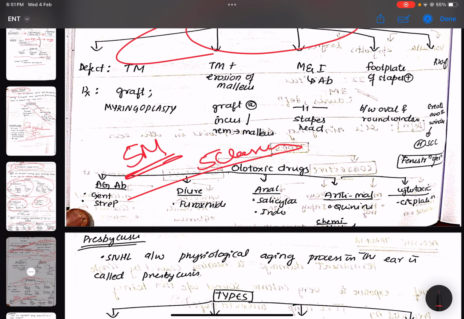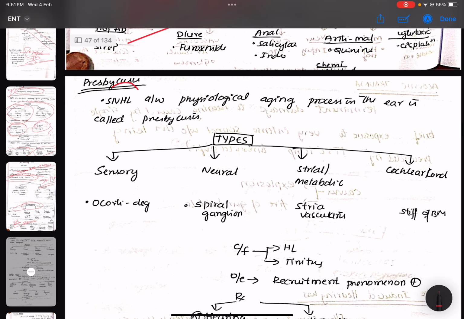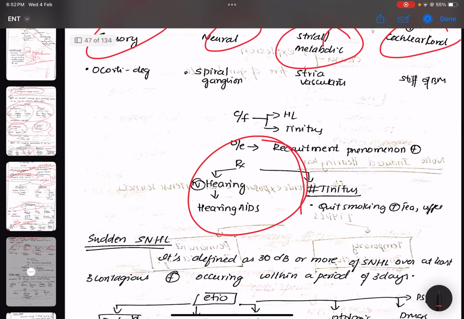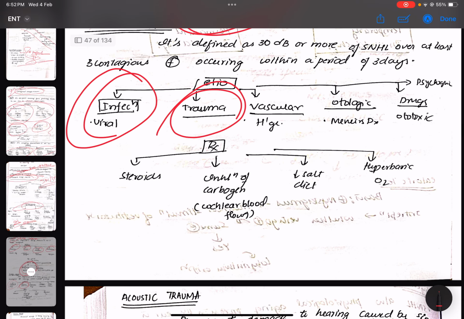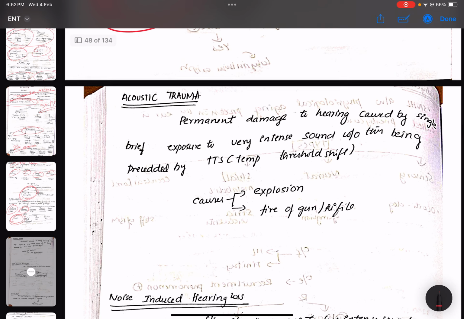Remember all the chapters in pharmacology, everyone has an ototoxic thing. Okay. And presbycusis, again SNHL due to old age. So again, it might have all these causes. Okay, the major thing which you need to talk about is hearing aids. Again, these are the causes of sudden SNHL. Again, the major thing what people forget about is this. Major is this: if you start the patient on steroids, then you can give back the hearing as normal.